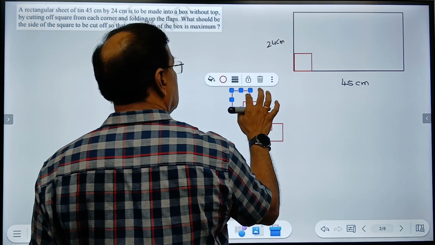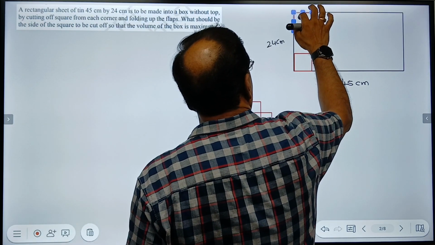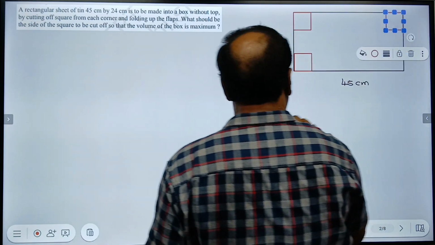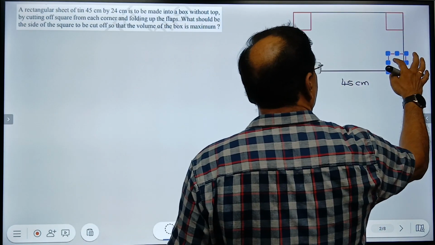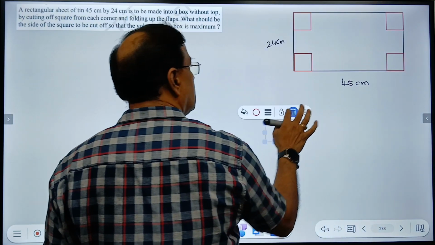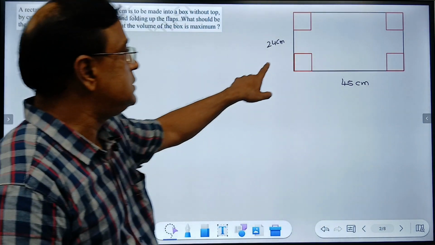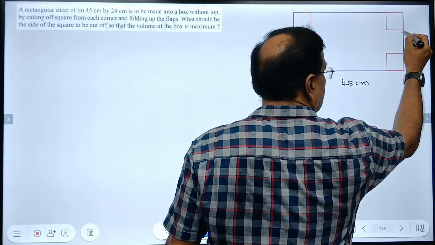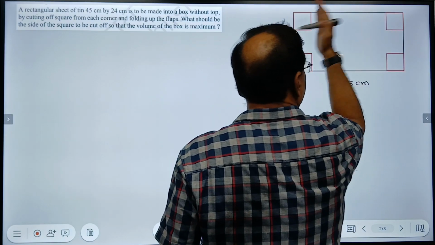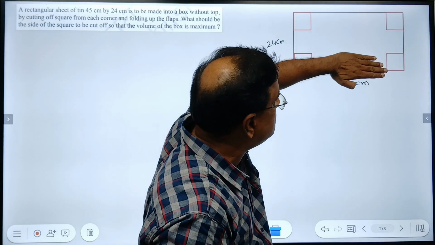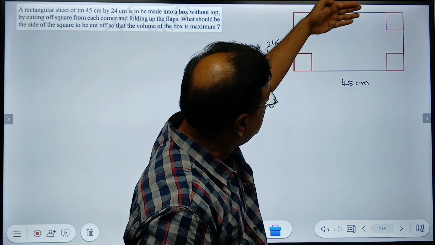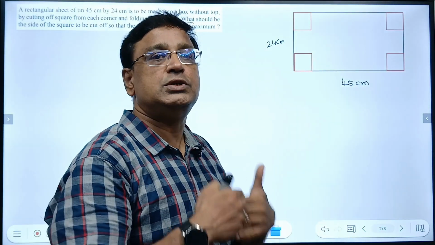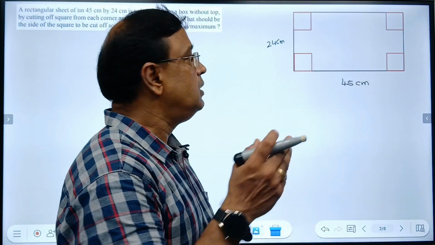This is one part. This is the second part. This is the third square that is cut off, and this is the fourth. So 4 squares are cut off. See, all these are cut off. And this is a flap. You see, from here to here is a flap. These are the flaps. So these flaps are folded up. I will fold this flap up, I will fold this flap, I'll fold this. So there are totally 4 flaps. So if you fold them up, you get a box which is open at the top. It will be a cuboid.